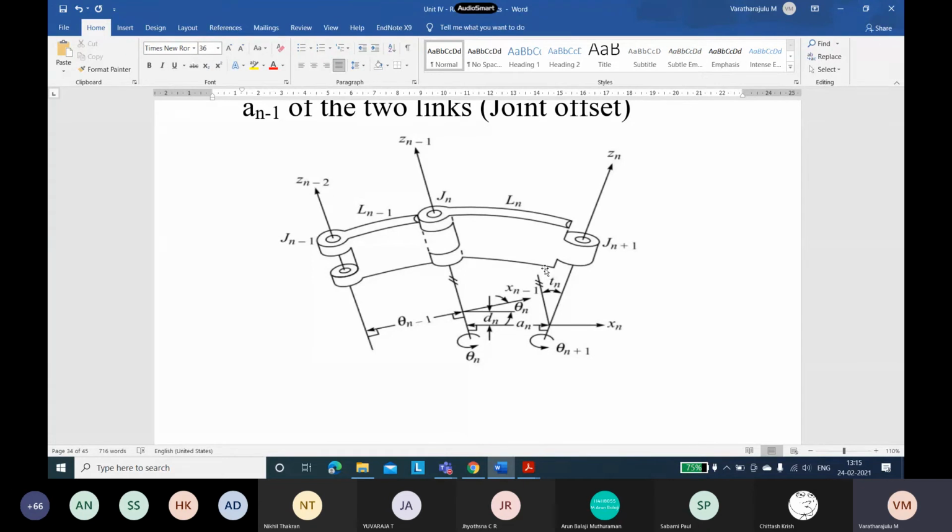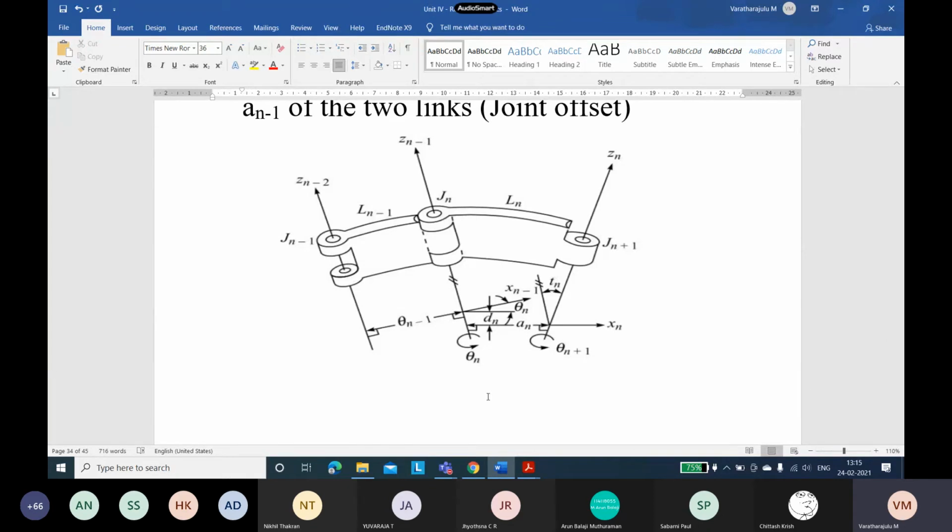The distance dn, the distance between an minus 1 and an, is the normal distance between an and an minus 1. In other words, the distance dn is the distance between the normals an and an minus 1 of the two links. Sometimes it is referred to as joint offset, and in the case of a linear joint, it is called the joint variable. This dn is the joint variable.